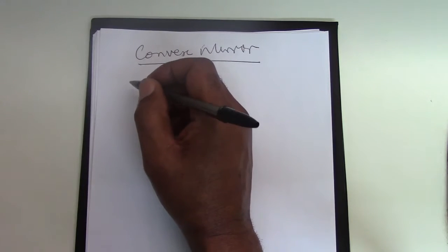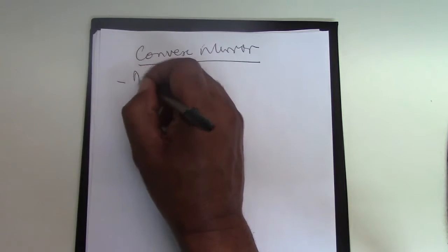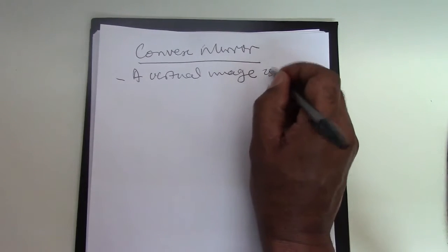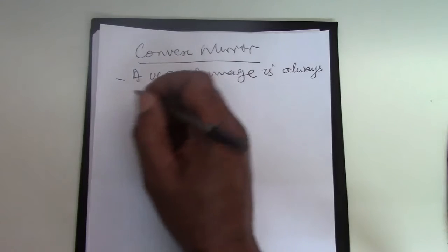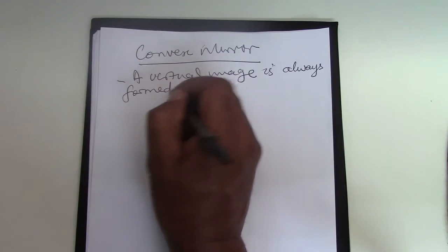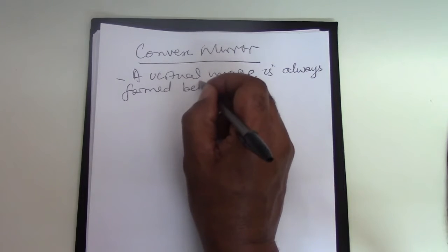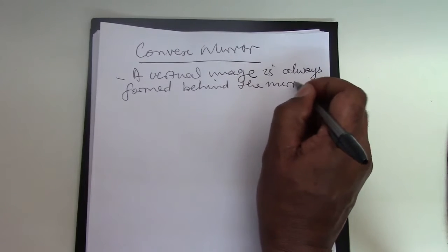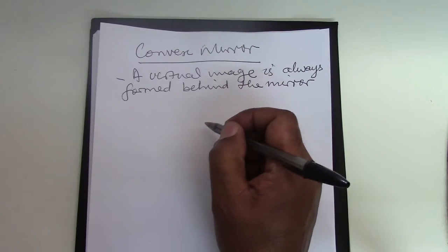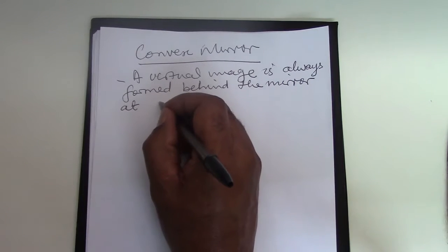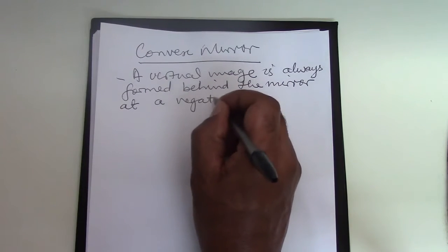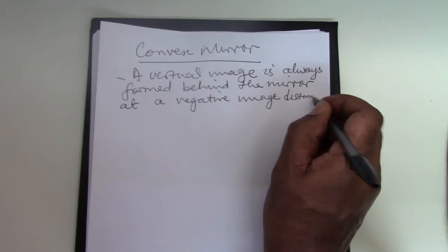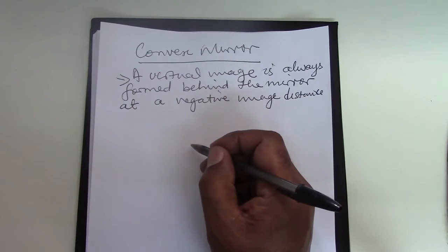Now, in terms of a convex mirror, a virtual image is always formed behind the mirror. Behind the mirror, at a negative image distance. At a negative image distance.